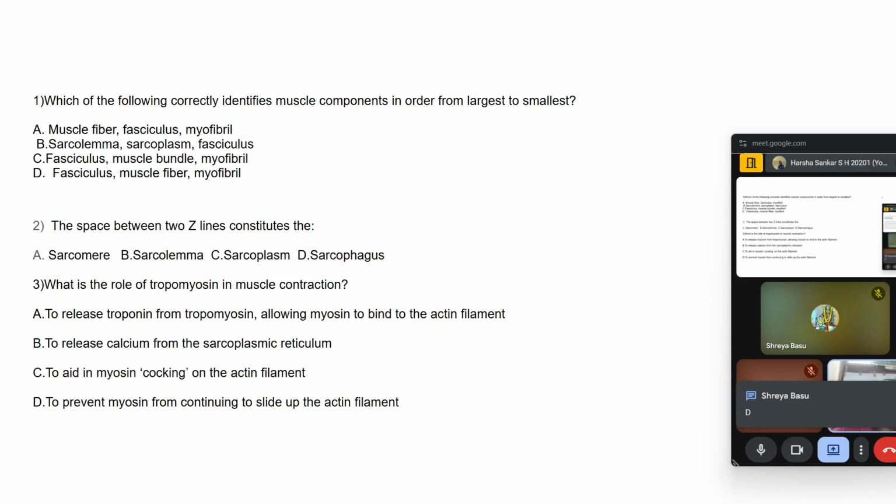Good. The individual unit is myofibril. Myofibrils join together to form muscle fiber. Then muscle fibers are joined together to form fasciculus. Space between two Z lines constitutes the dash. Option A sarcomere, option B sarcolemma, option C sarcoplasm, option D sarcophagus. What is the correct answer? Space between two Z lines.